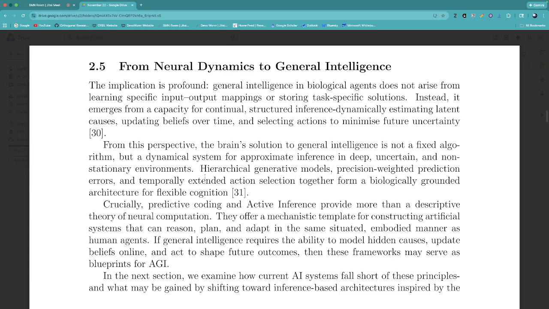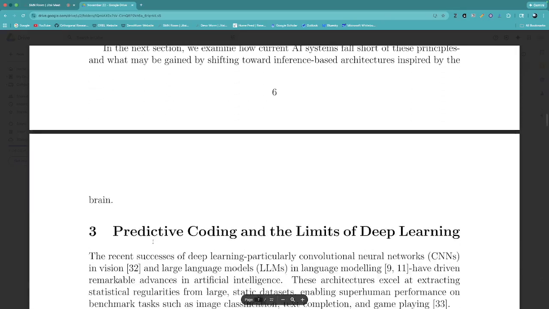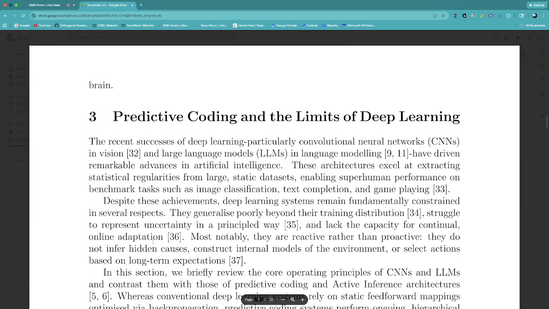So crucially, predictive coding and active inference provide more than a descriptive theory of neural computation. They offer a mechanistic template for constructing artificial systems that can reason, plan, and adapt in the same situated, embodied manner as human agents. And so this is kind of where they get into the limits of deep learning and predictive coding. So this is actually maybe relevant to our idea about post-transformer architectures.